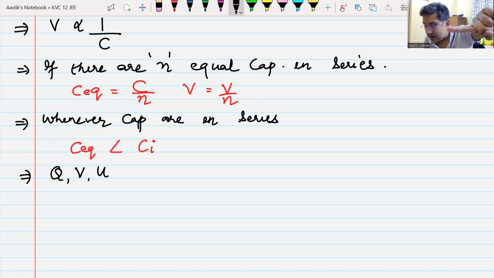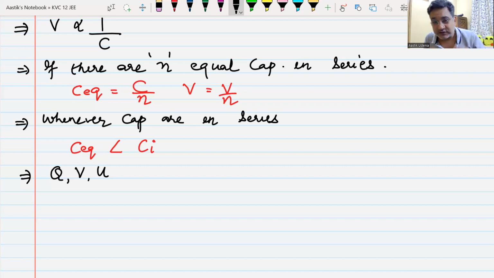The first formula is? What formula is it? Amitabh Bachchan. Half into QV, sir. The first formula is Q is equal to CV, and the second formula is energy is half CV square.